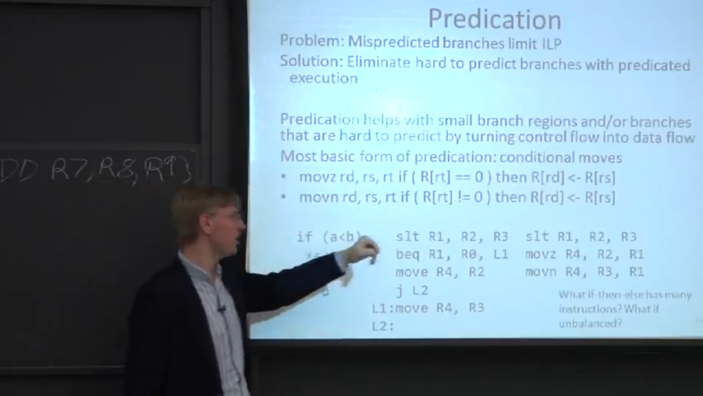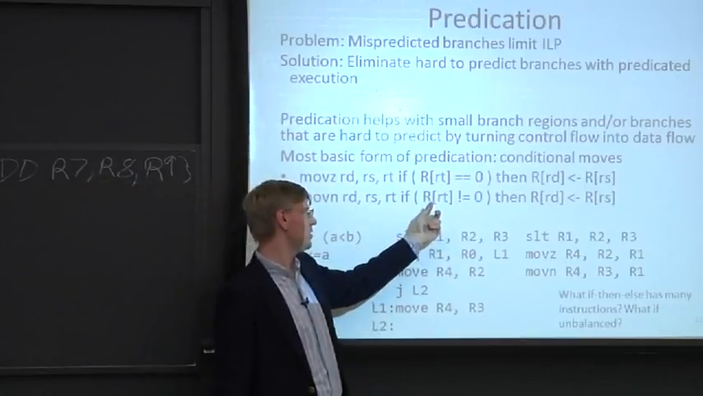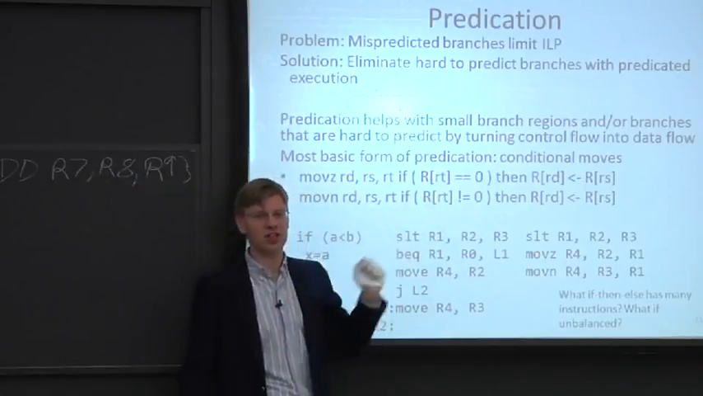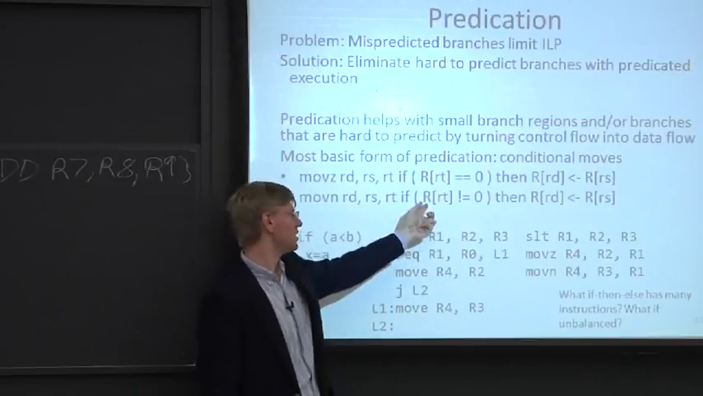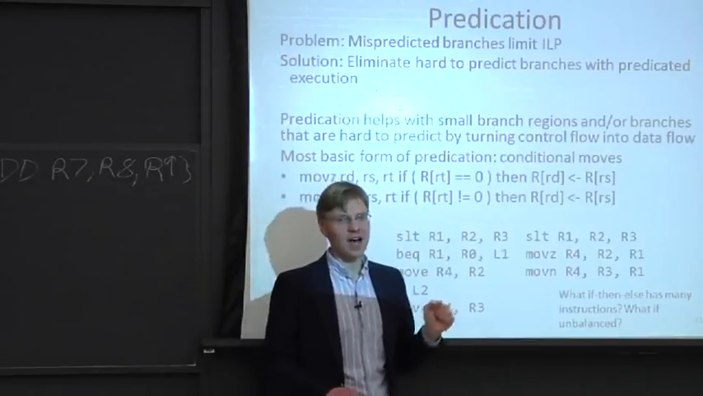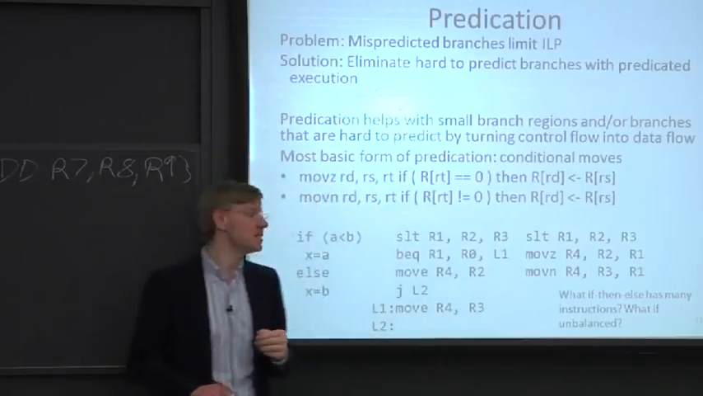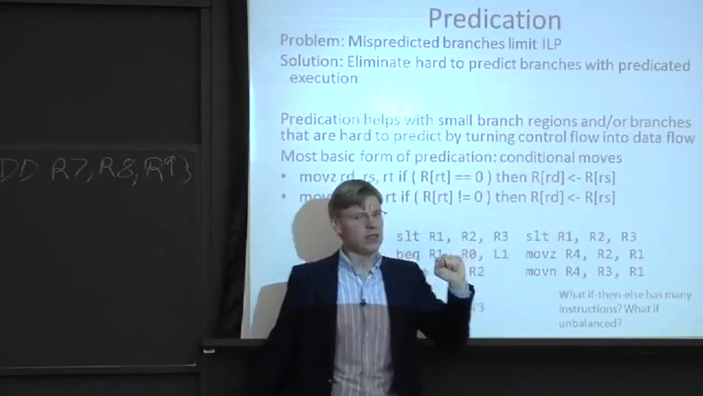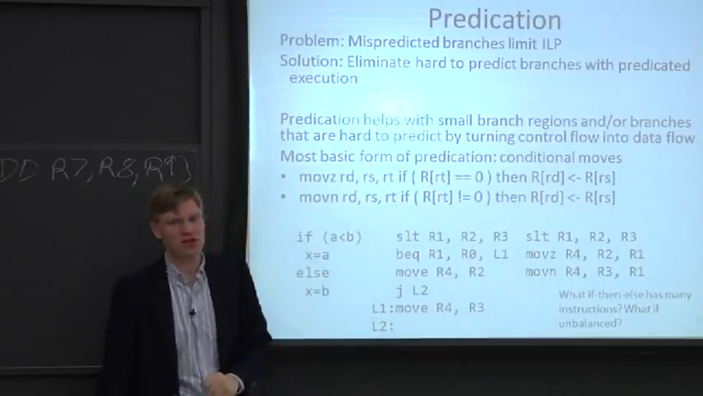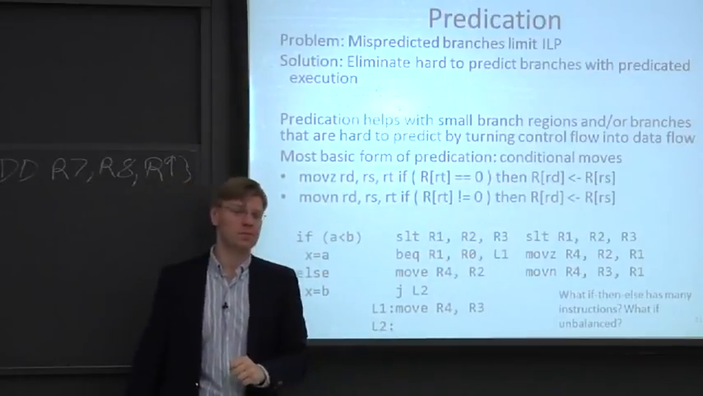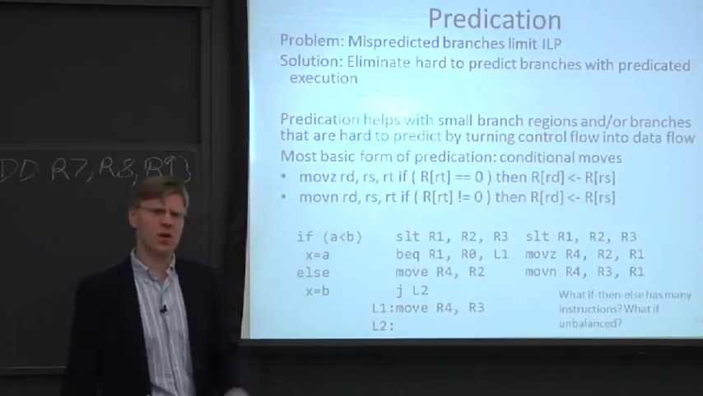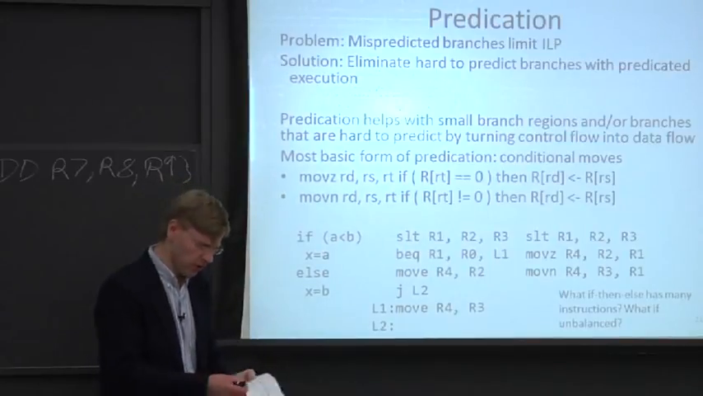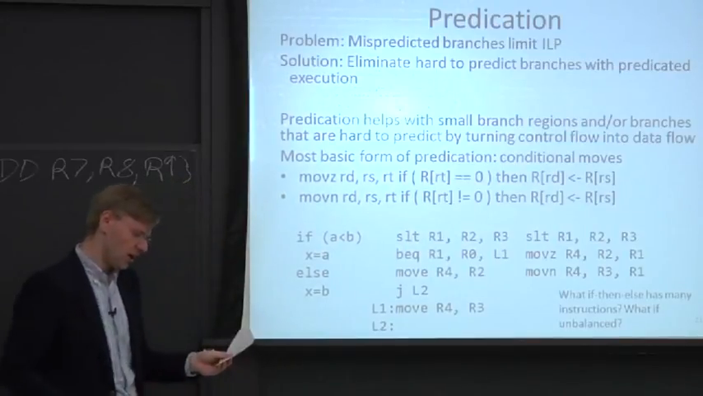Move not 0 is going to do the same thing here, except the sense of the condition is going to be different. It's going to sense if RT is not equal to 0. And if RT is not equal to 0, then RS is going to go into RD. Else, we're just going to leave RD alone with the original value of RD. OK, so let's walk through a quick code example here and see how this helps.